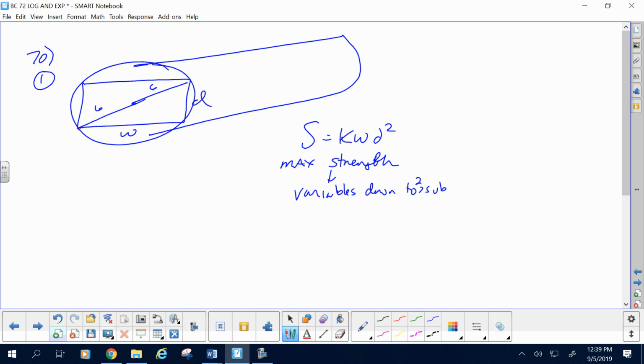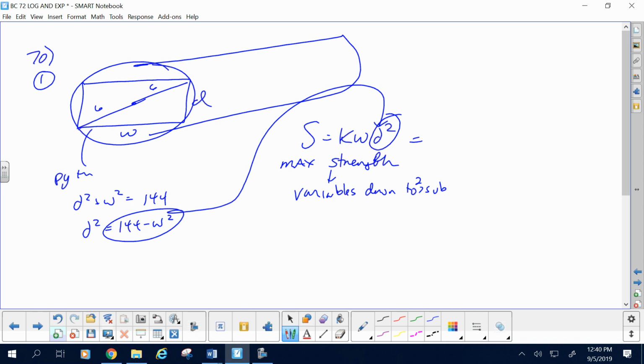What's another relationship between W and D that is going on besides this strength equation? So use Pythagorean theorem. D squared plus W squared is 12 squared, so 144. I saw D squared in there, so I said, well, shoot, that sounds good. D squared is 144 minus W squared, and so that's what I put in there. So now my equation is a much cleaner KW(144 minus W squared), or 144KW minus KW cubed.